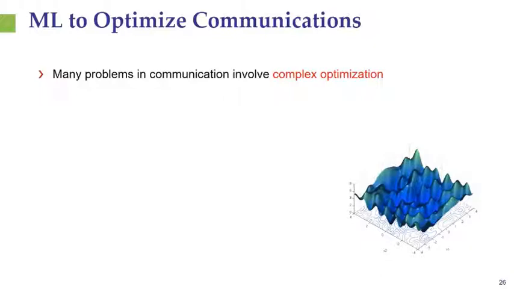Let's begin by considering why we may need machine learning in the context of communications. In general, we know that when treating various design problems in communication systems, we often end up with complicated optimization problems, which can include many design variables. They may be non-convex or even intractable, and often depend on system parameters that might not be known.